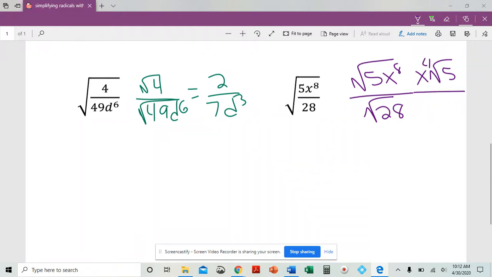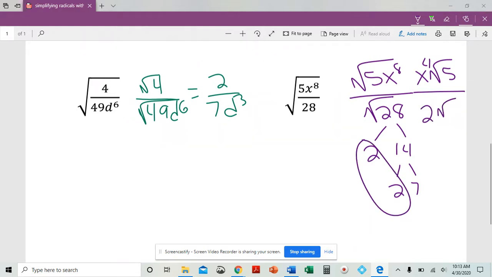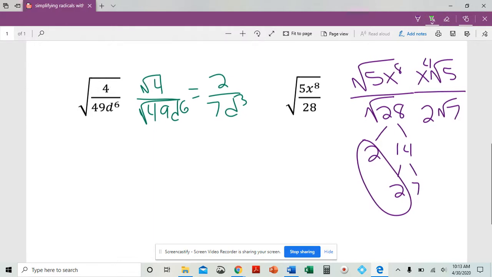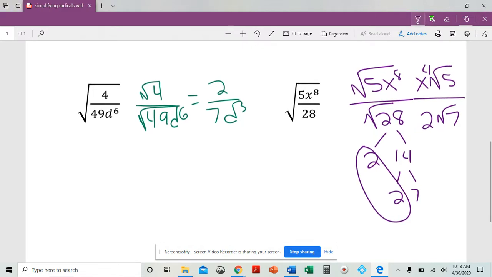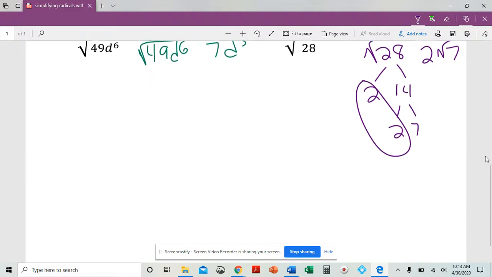The square root of 28, well, let's do some prime factorization here, and we're going to have 2 and 14. And then we'll do another 2 and 7. So we are going to have a pair here that's going to go on the outside, square root 7. Now, we can't leave it like that because we have this radical sign right here in the denominator, and we can't have that. So now we're going to take this x to the 4th, square root 5.